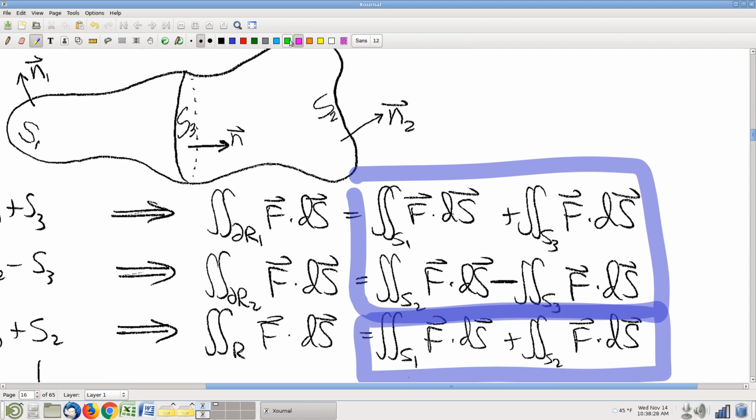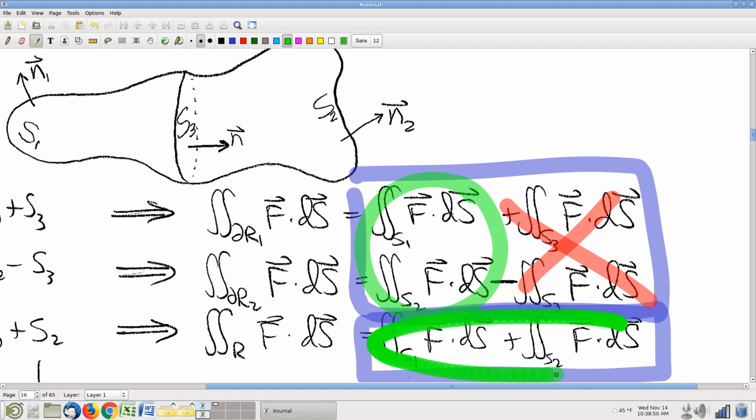So, flux through S3, you'll see, appears twice in these summations, but with opposite signs. We've got a plus and a minus. Therefore, these cancel. And with these terms canceling, that plus that is equal to that. And so this outward-oriented boundary flux accumulates.